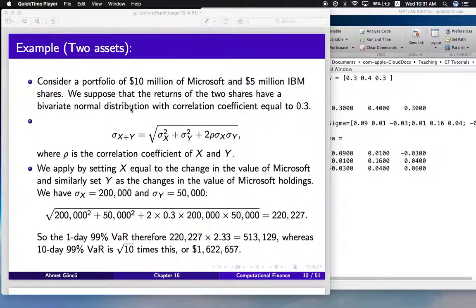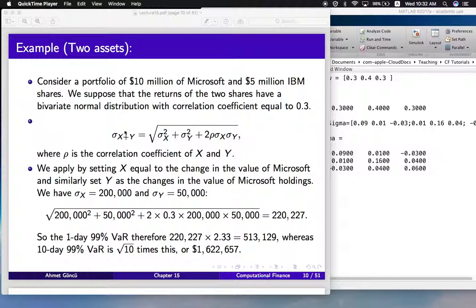Let's look at the second example for the two asset case. In this one we have the two asset portfolio. In the first asset, Microsoft stock, we have a 10 million position, and the second, IBM stock, we have a 5 million position. And suppose that we have already calculated the correlation coefficient between the returns of these two stocks is 0.3.